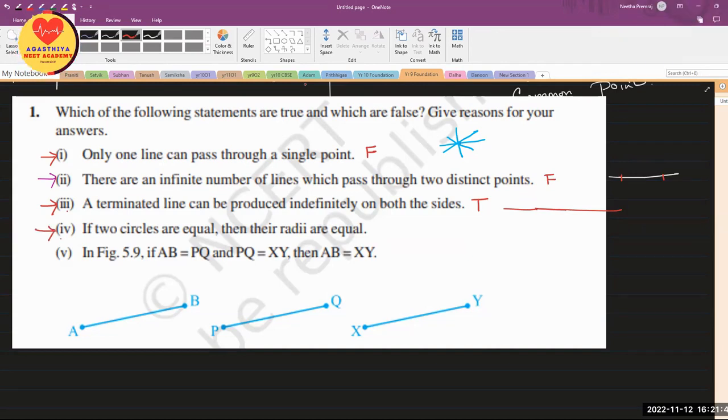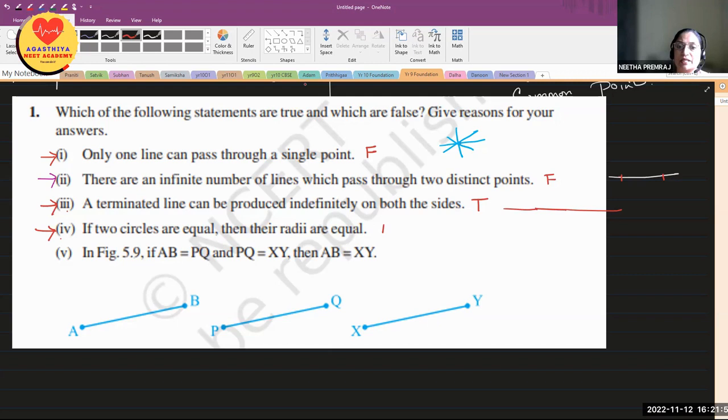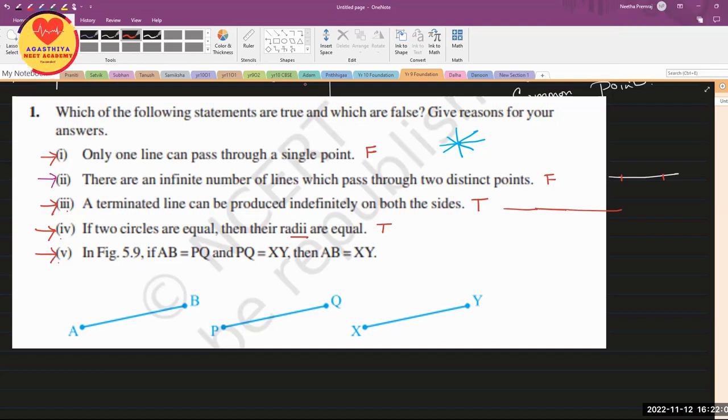If two circles are equal, then their radii are equal. True, ma'am. Yes, two circles are equal. Obviously, the radii must be equal. Radii is the plural of radius. Yes, Rehan. What about the fifth one? In the following figure, if AB equal to PQ and PQ equal to XY, then AB equal to XY.